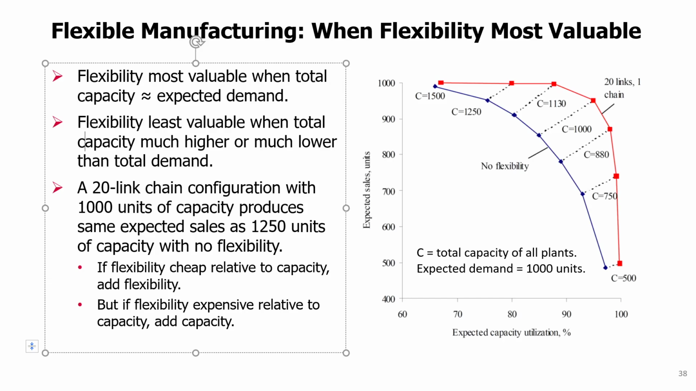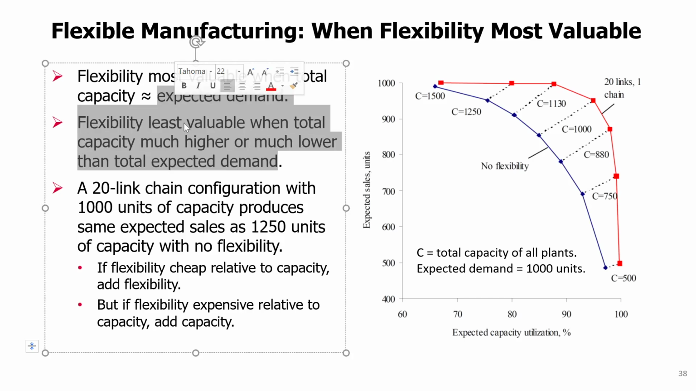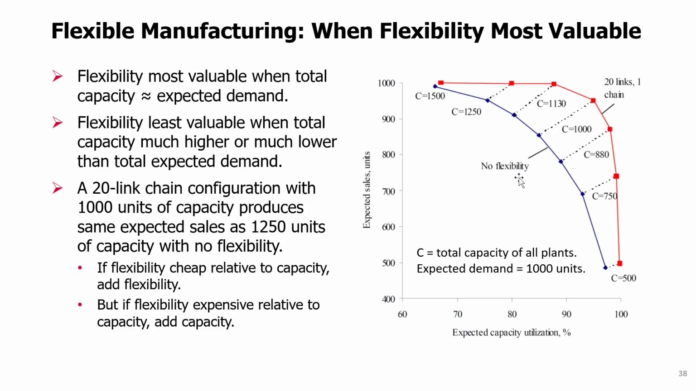Either capacity is much higher or much lower than the total expected demand. When it is much higher or much lower, then the benefit is much less. And you can see it here on this chart. Here, expected demand in all cases is 1,000 units, and the total capacity C is what varies. And you see the case of C equals 1000.